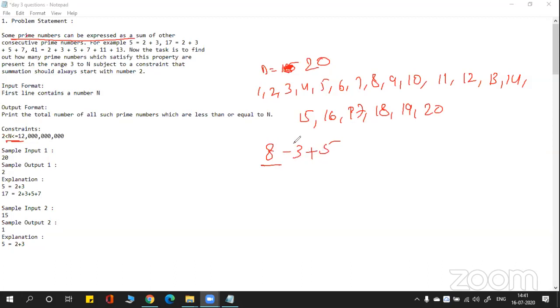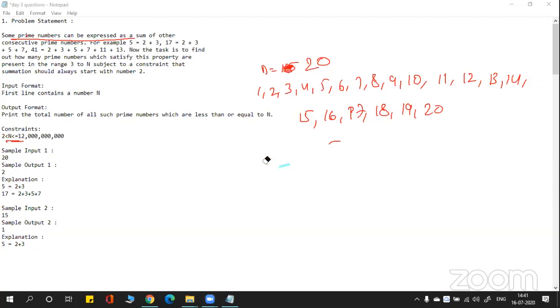Okay, so what we can do, directly we can go for prime numbers. We need not check for one, we need not check for all the numbers. They're telling some prime numbers can be expressed as a sum of other consecutive prime numbers. Yes. So Srija has given some code. Okay, we'll see whether it is working or not. Okay, fine. So we'll see what is the logic.